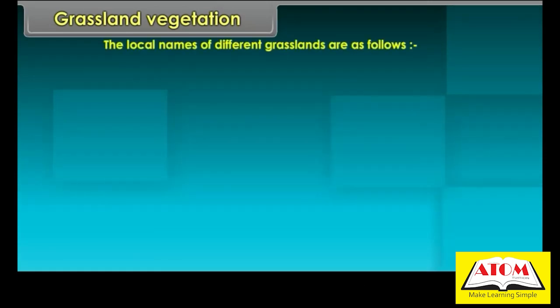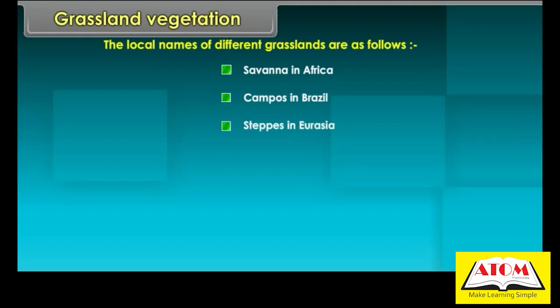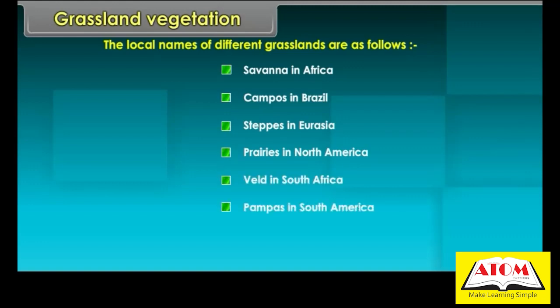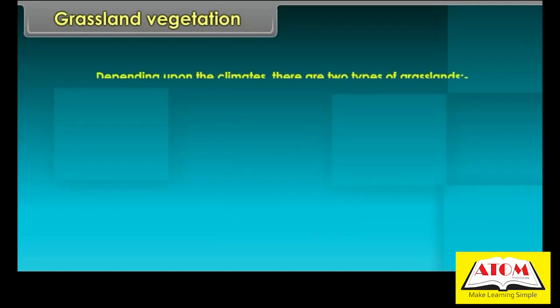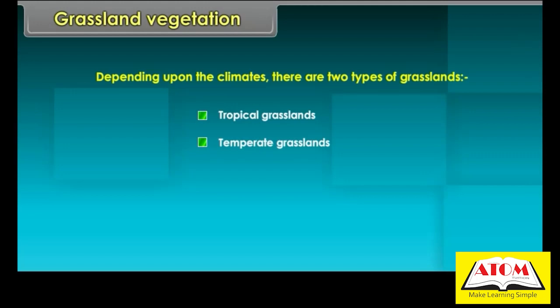The local names of different grasslands are as follows: savanna in Africa, campos in Brazil, steppes in Eurasia, prairies in North America, veld in South Africa, pampas in South America, downs in Australia. Depending upon the climates, there are two types of grasslands: tropical grasslands, temperate grasslands.